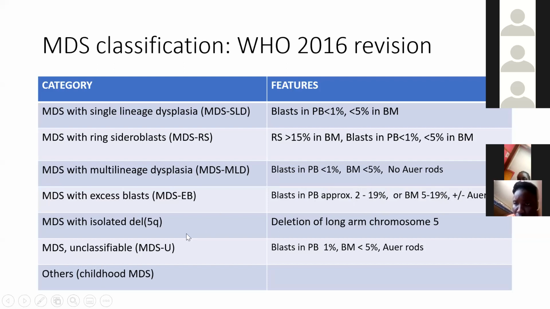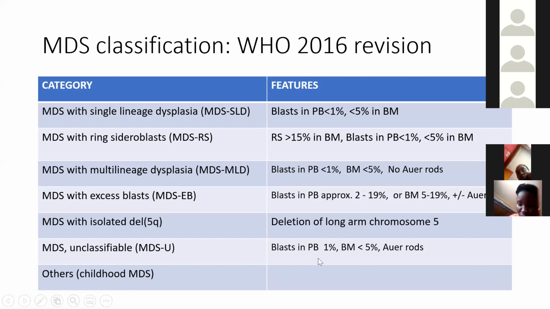Then a special category of MDS, this one used to be considered with a single lineage dysplasia, but was teased out because this one has better prognosis and has a specific cytogenetic abnormality, which is the deletion of the long arm of chromosome 5. Then there are other myelodysplastic syndromes, and up to now, we have not found anything that can characterize them. So they're all piled under unclassifiable, all right?